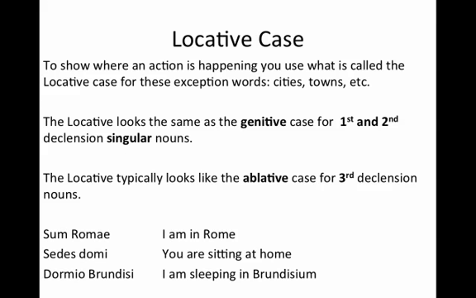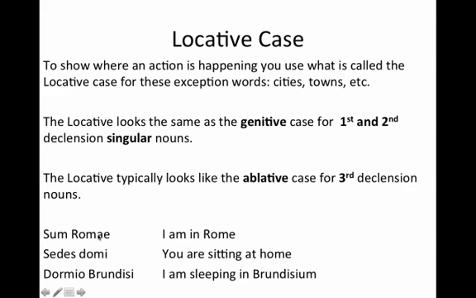So when you're trying to show where an action is happening with these types of words, instead of using in, you're going to use what's called the locative case. Now the locative looks exactly the same as the genitive case for first and second declension singular nouns. So not plural nouns, just the singular nouns. And then with third declension nouns, the locative is going to look like the ablative case.